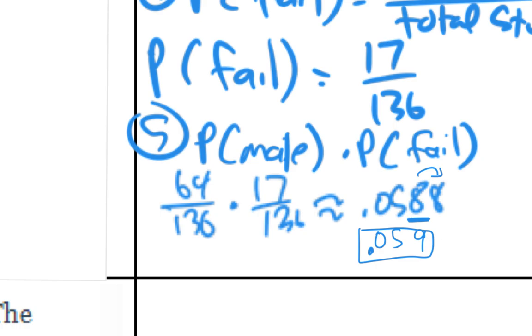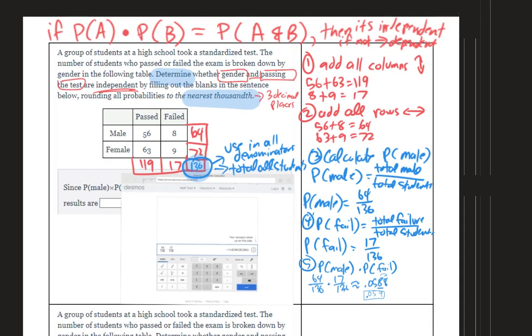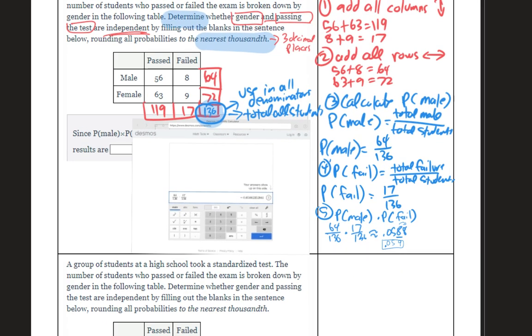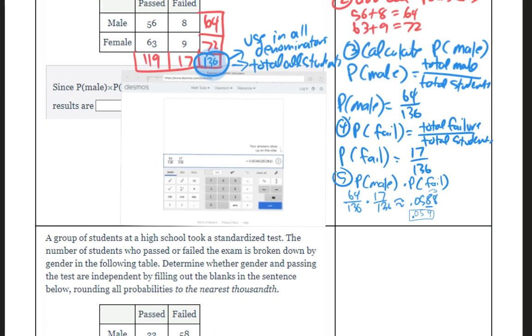So that's what we did first: we saw what one probability times the other one is. Now we need to compare it to the probability of A and B happening. So let's take a look at that. The probability of A and B is the probability... So number 6, we need to see the probability of male and fail.